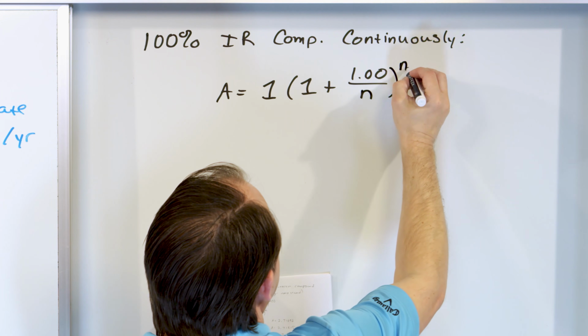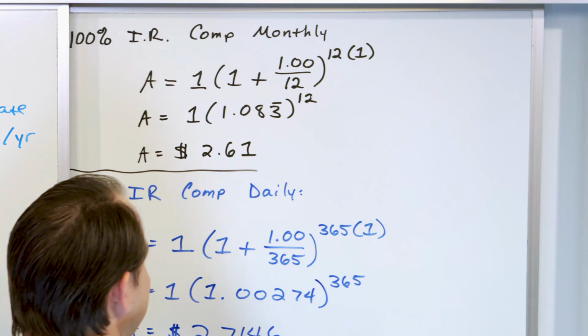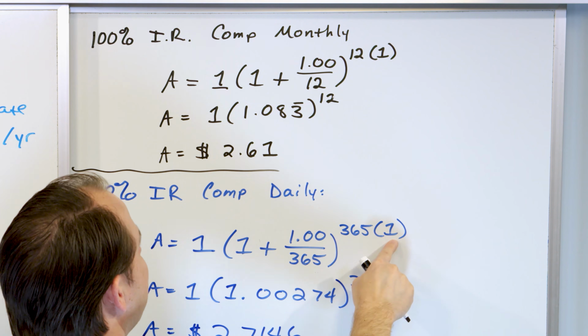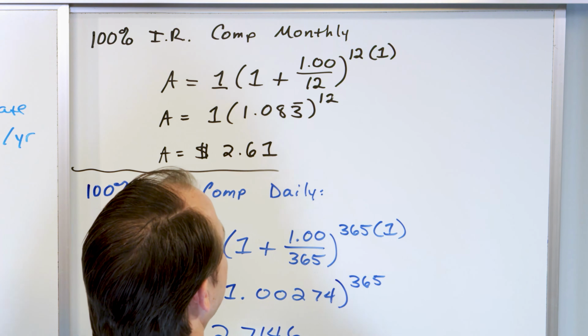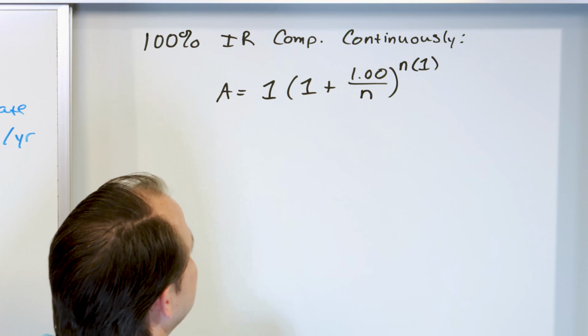And then in the exponent, it's going to be n times 1. This is exactly the same thing as I was doing here. Notice I had 365 and then 365 times 1. I had 12 here and then 12 times 1. Now all I'm going to do is change it to a variable and then make it that same variable times 1.